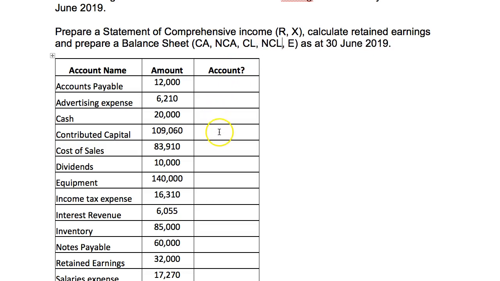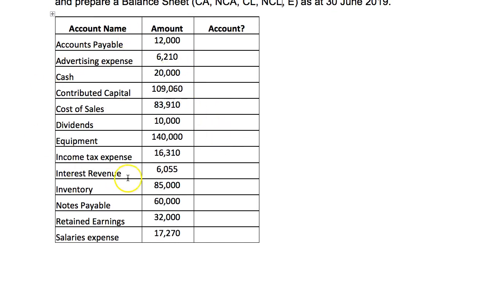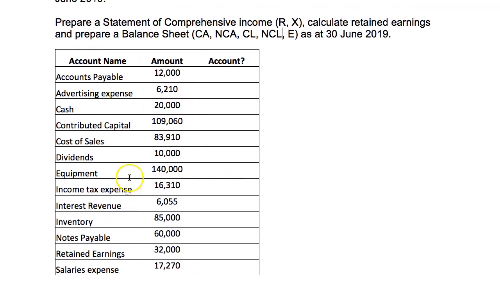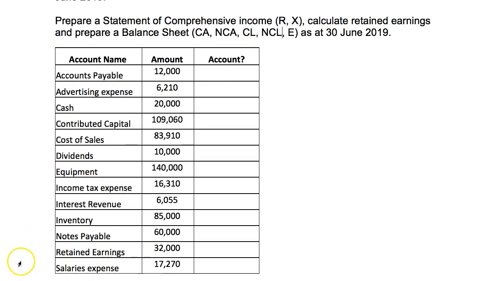So the first thing I would like you to do is from this list here, could you identify, is it R for revenue, X for expense, or is it one of these? Everything in this list will be one of these. You can use the notes we just looked at to help you. So pause the video now, fill that in, and when you've got that filled in, start the video again. Is this what you got? Can you check to see?